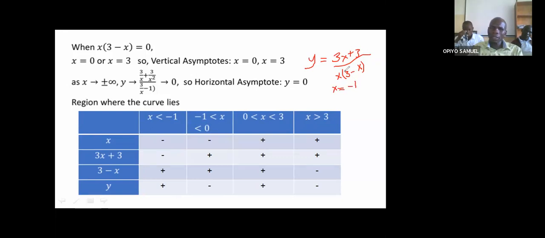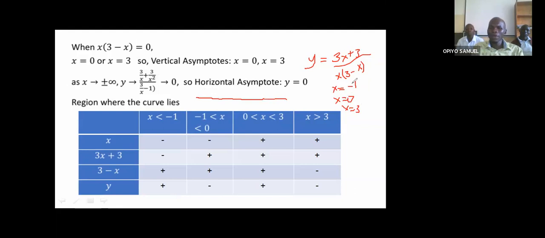Negative 1. Then, when we equate the denominator to 0, we get x equals 0 and x equals 3. So we have these 3 values of x. We now need to divide the entire line.